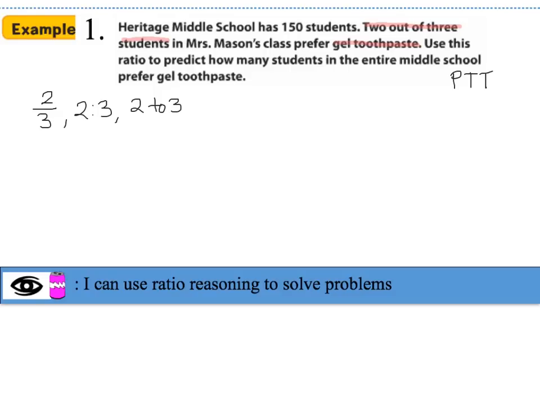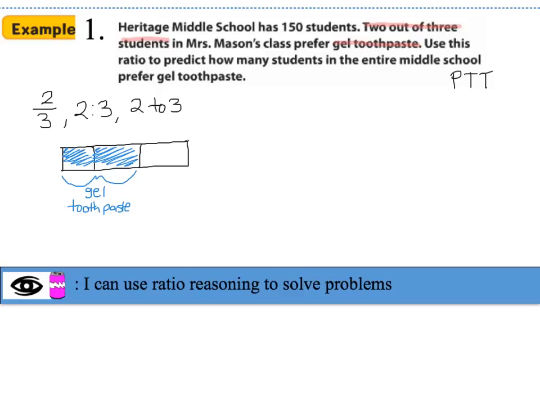So since this is a part-to-total ratio, what I want to do is create a part-to-total diagram. So I'm going to draw my part-to-total diagram like this. A total of 3 boxes, because that's the total amount. And I'm going to call 2 of them gel toothpaste. So these 2 are gel toothpaste. The empty box could be the students that don't like gel toothpaste.